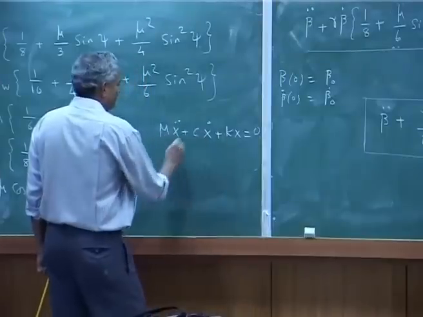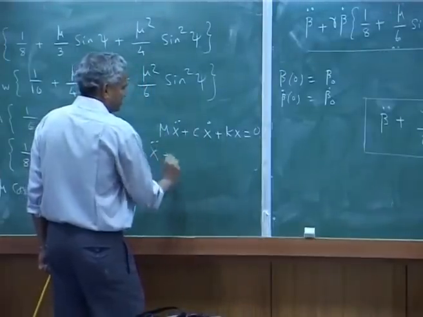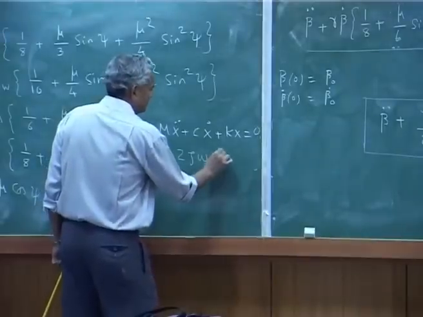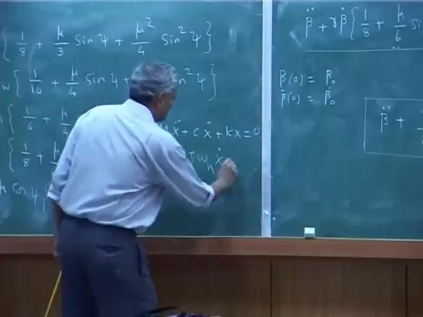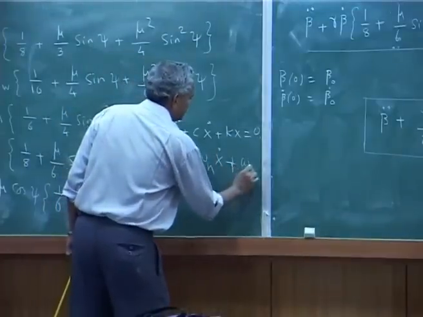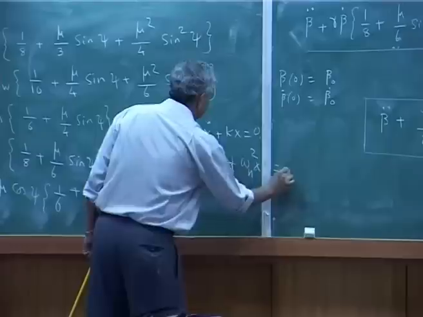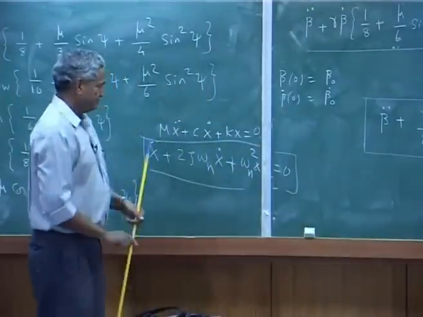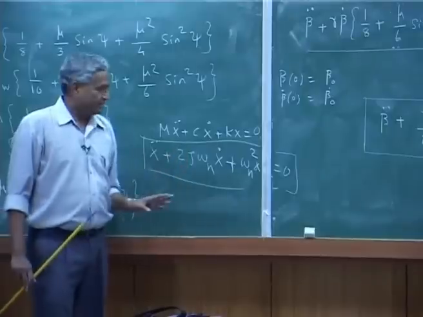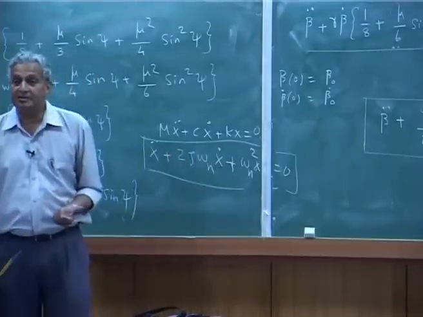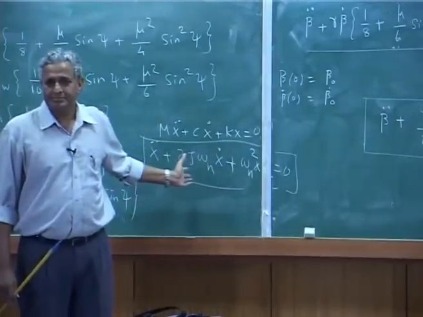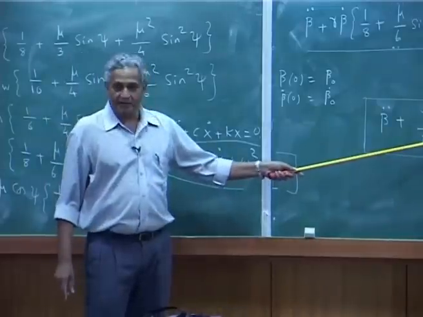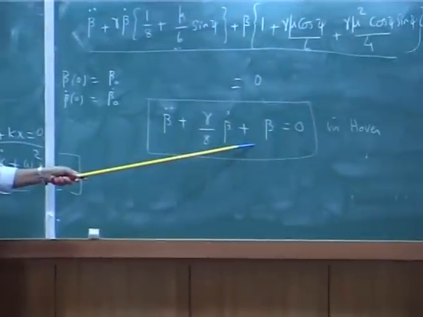You divide by m, you will have x double dot plus c over m, you will write it as 2 zeta omega n x dot, right? Plus k over m, which is omega n square, x is 0. Omega n is the natural frequency of a spring. Here the natural frequency is 1. 1 means here it is non-dimensional.